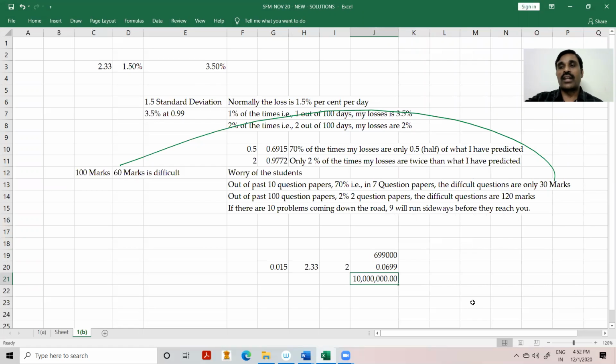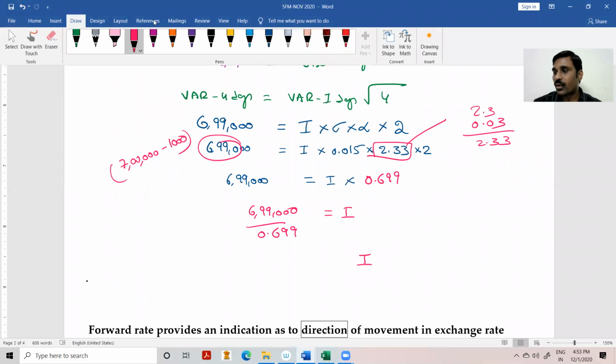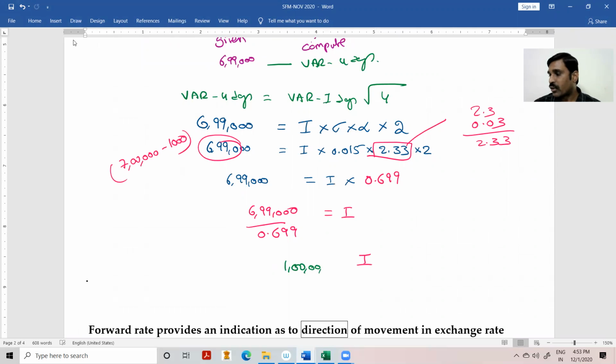On that I may lose 7 lakhs, 6,99,000. Even that doesn't matter. That means I can invest 1 crore. So therefore the required investment is 1 crore. This is the point.